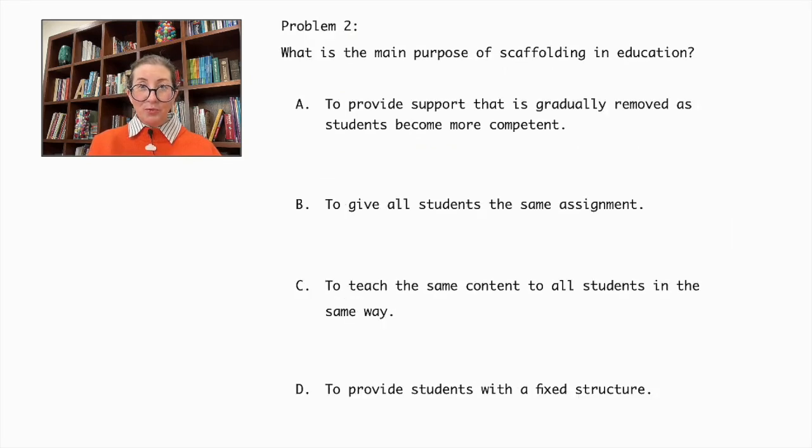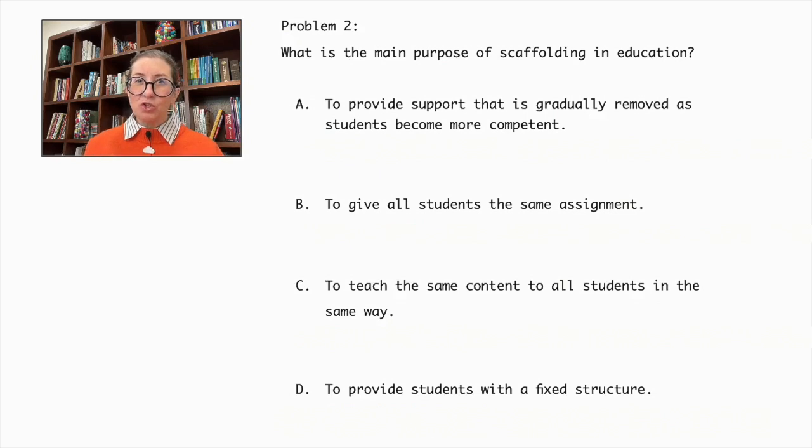Problem number 2. What is the main purpose of scaffolding in education? To provide support that is gradually removed as students become more competent, to give all students the same assignment, to teach the same content to all students in the same way, or to provide students with a fixed structure.